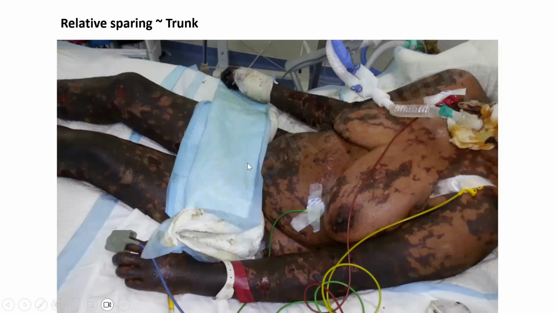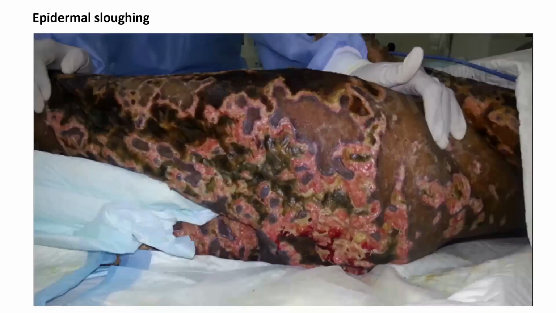These are the situations where you have to use the Lund and Browder chart to represent how the skin rash is progressing. After this, as I showed, it started with erythema, went to urticarial plaques, and then bullae. If you see very carefully, there were bullae which have denuded here, which have given way, and there are exposed surfaces. Then she went on to epidermal sloughing. See this, how bad it is. So it's almost like treating a burn, but this was typically a drug reaction.